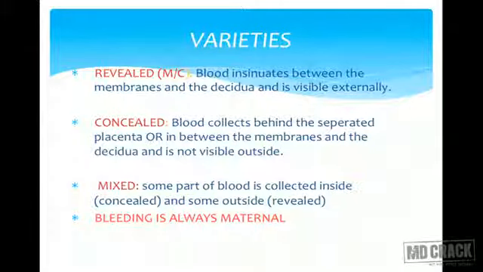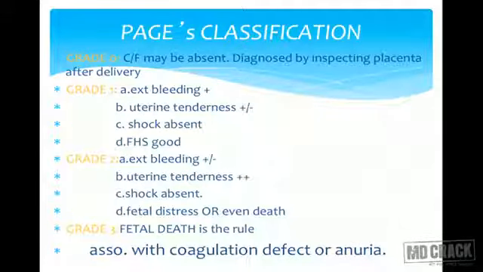Bleeding is always maternal. In both of them, that is placenta previa and Abruptio Placentae, the bleeding is always maternal. It is never fetal. Now there are classifications to grade, the way we have types of placenta previa. This is Abruptio Placentae, the classification. You have to remember the name, Page's classification this is.